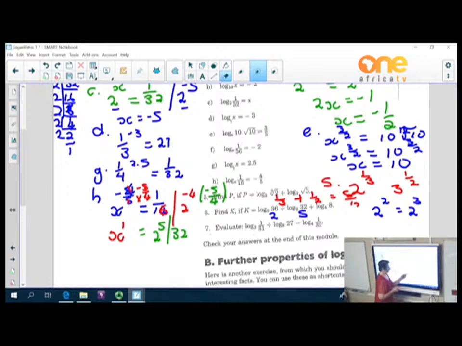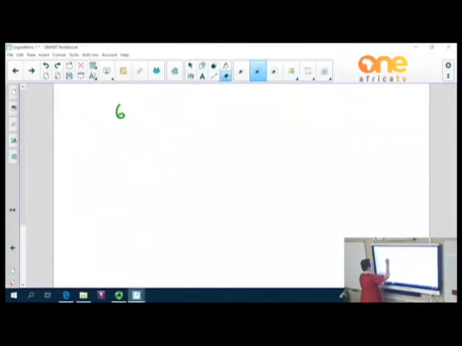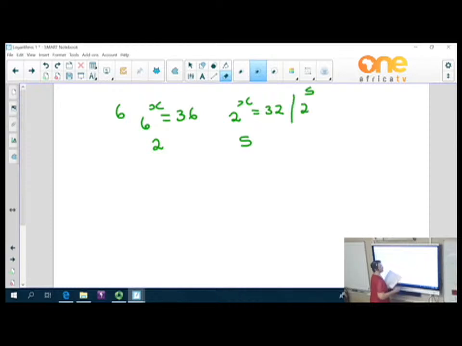You can also press these answers on your calculator, then we can also get an answer there. So number 6 is now 6 to the power of what is 36, and that's how I get the value of 2. The next one, 2 to the power of what is 32, and that is 5. Again, if you don't know, you go through that, writing it as a product of its prime factors.